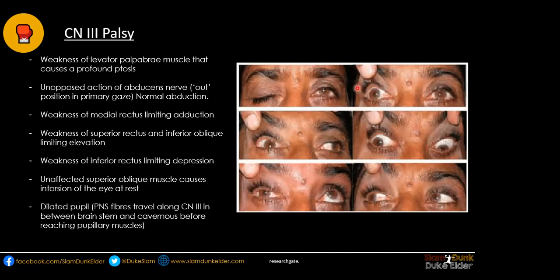So just remember, in the primary gaze, you're going to have what's known as the down and out position. So you'll have unopposed action of lateral rectus causing outward deviation. And then you've got the superior oblique muscle causing the down position. I know it's not greatly seen here, but superior oblique acts to turn the eye in and down. So you've got a downwards pull of the superior oblique muscle, which causes that position.